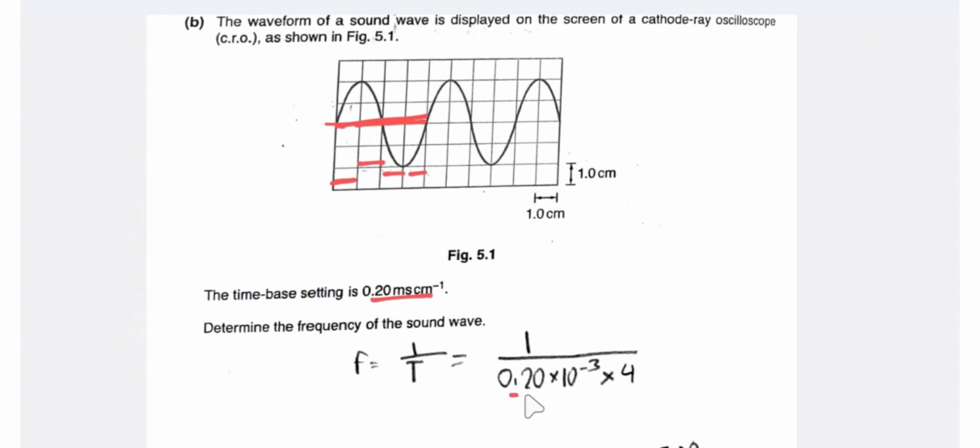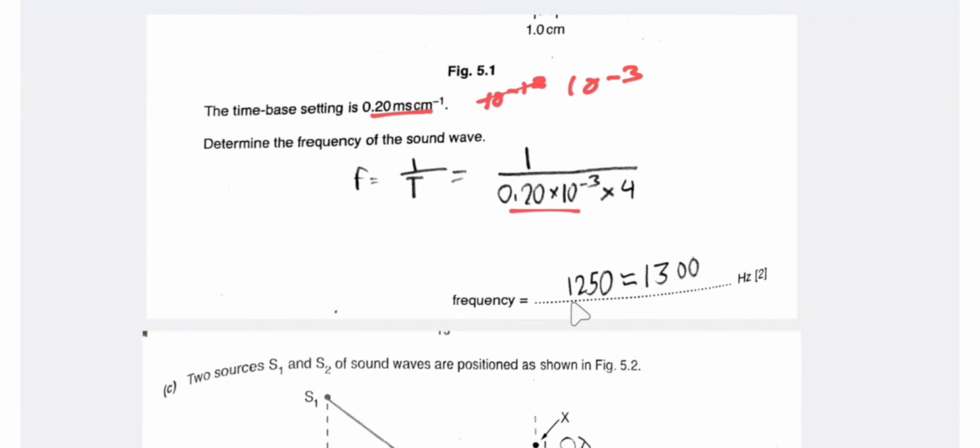So the time period would be 0.20, and we have to remember that this is millisecond, so milli is 10 to the power minus 3. So 0.20 times 10 to the power minus 3. Since this time base is for one box but the total wave is completed in 4 boxes, this value is multiplied by 4. So 1 by time period, we get the frequency as 1250, or approximately 1300 Hz to two significant figures.